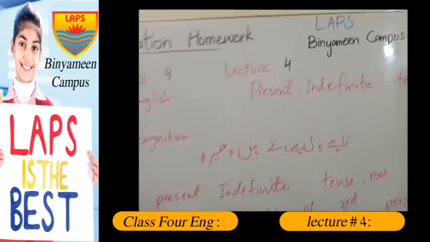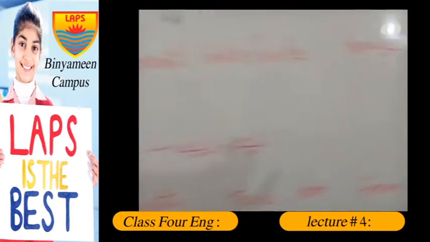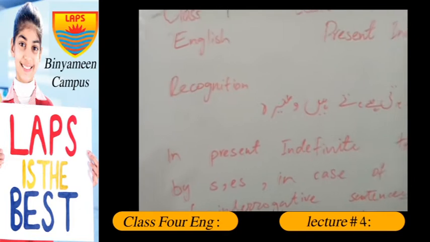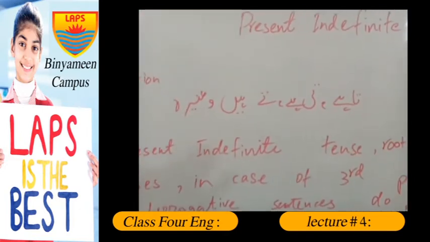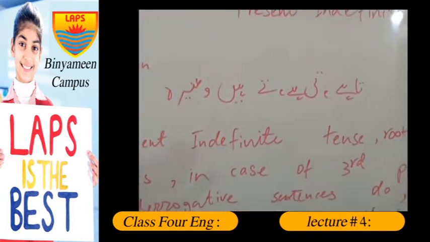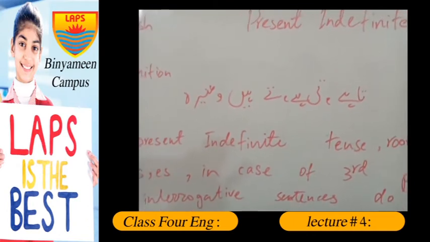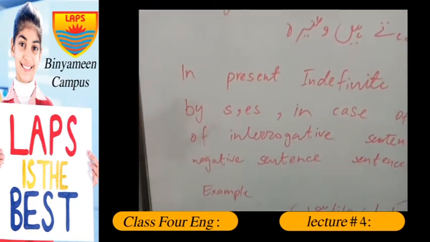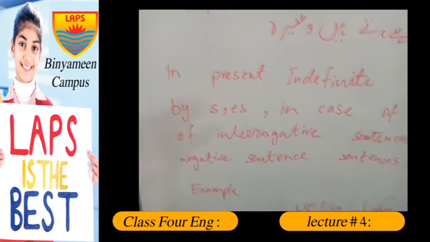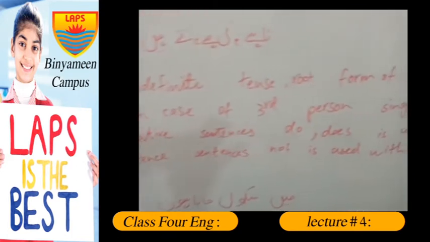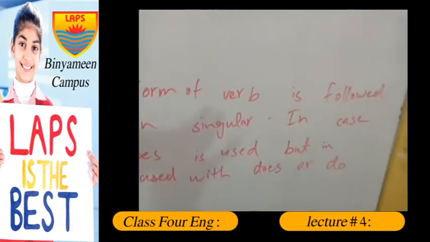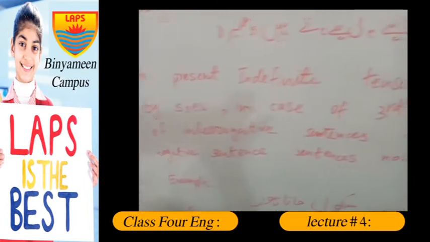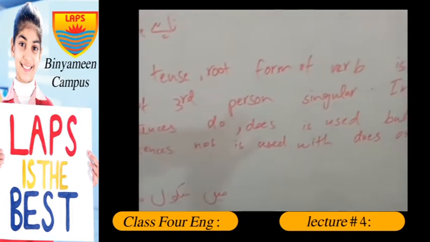We will be doing present indefinite tenses today. Now, for the recognition of these sentences when they are given in Urdu or when you have to translate them into English, they will end with ta hai, ti hai, te hain, etc. Now, the principle for translating these sentences into English in present indefinite tense: the root form of the verb is followed by s or es in case of third person singular.